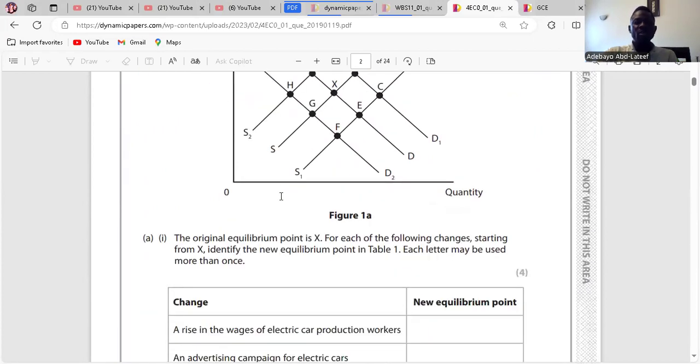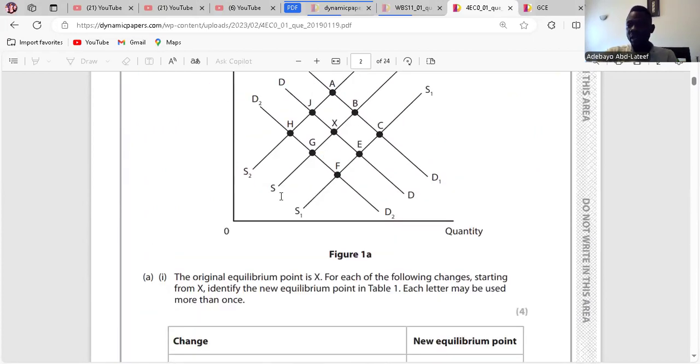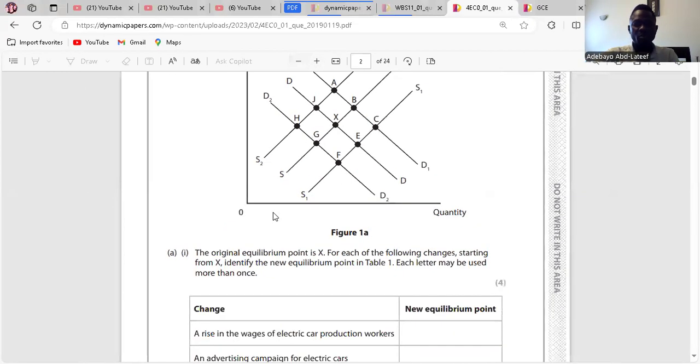It said the original equilibrium point is X. So X is our equilibrium point. And what is equilibrium point? The point of agreement between quantity demanded and quantity supplied. That is the equilibrium point. So for each of the following changes, starting from X, identify the new equilibrium point in table 1. So we have the equilibrium point in table 1.